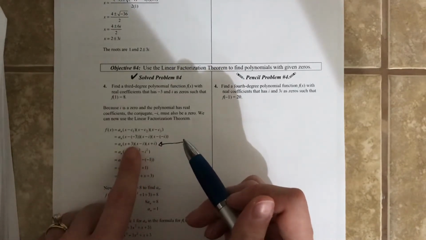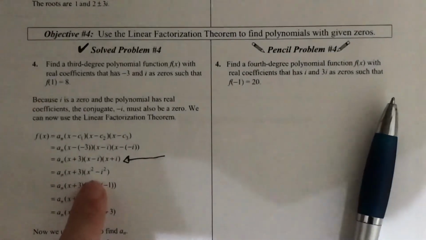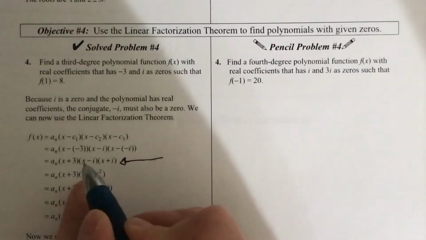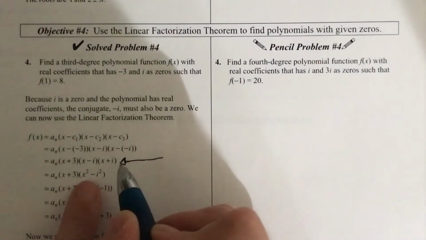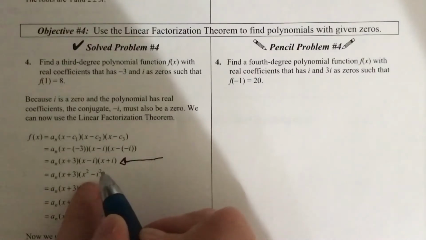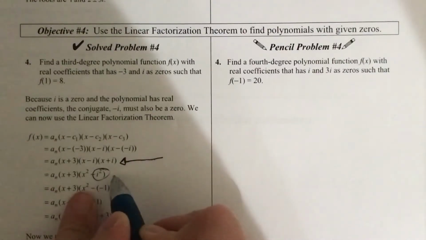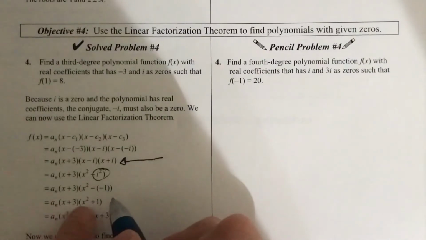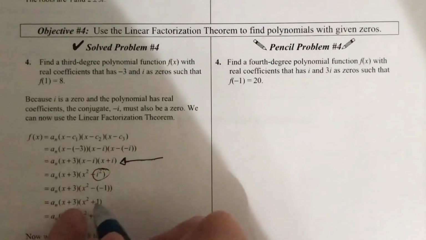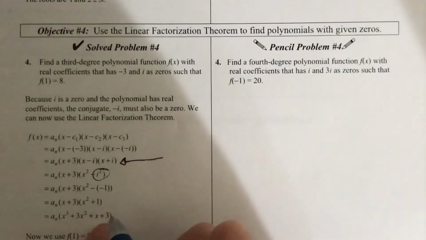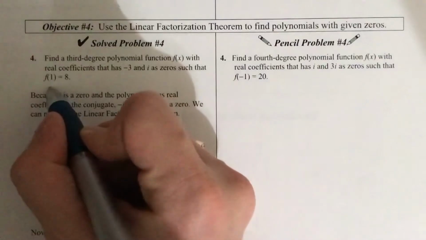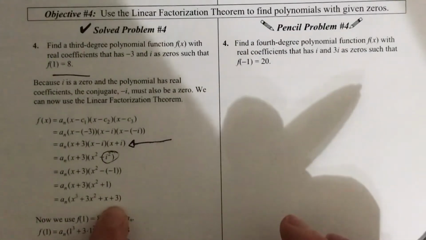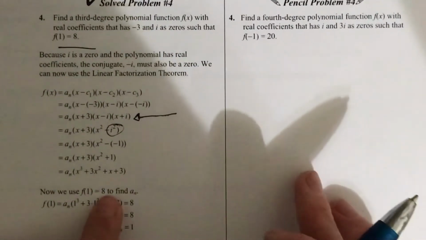Okay, so then what they do next is they multiply this out. So x minus i times x plus i is x squared minus i squared. Remember, i squared is negative 1, so that's actually x squared plus 1. Okay, so now they've got this, then they multiply that out to get this, and now we bring in this information, which is like what we did in that third warm-up. So we use f of 1 equals 8.